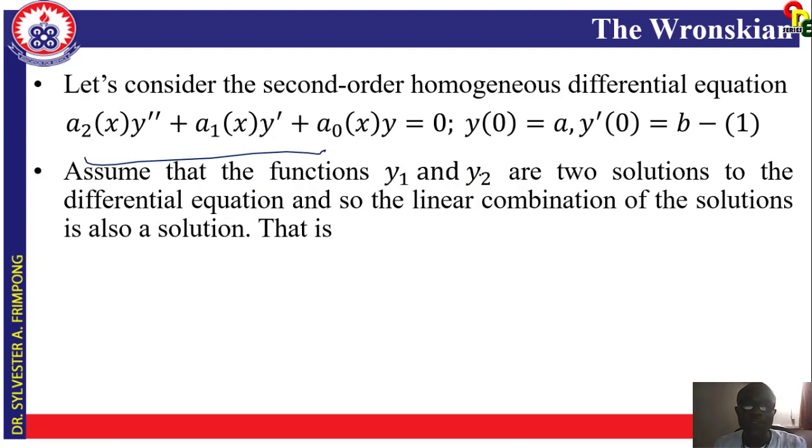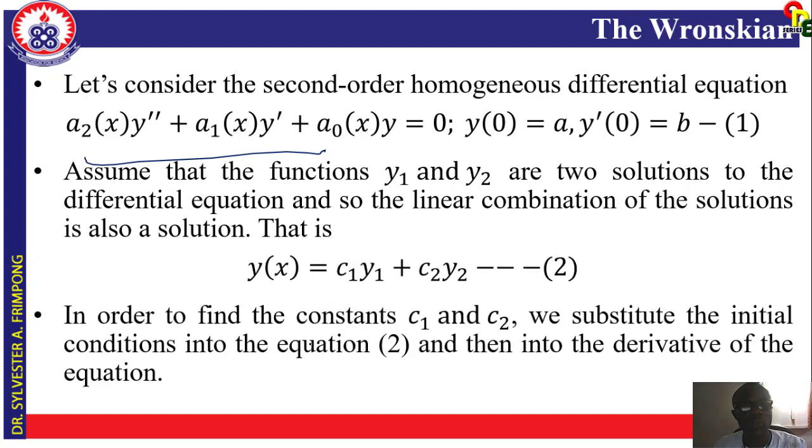If you assume that the functions y1 and y2 are two solutions to the differential equation, and so their linear combination is also a solution, then we have y of x equals c1 y1 plus c2 y2. Now, in order to find the constants C1 and C2, we substitute the initial conditions into the equation, and then we find our C1 and C2.